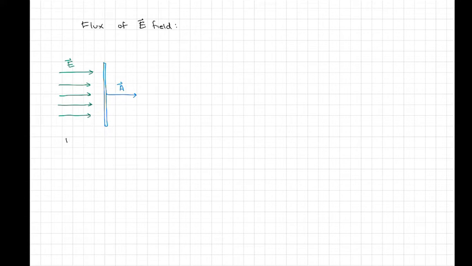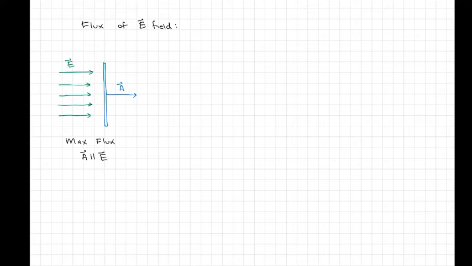Now we've got max flux in terms of measuring the flux of the electric field through that surface because our area vector is parallel to our electric field. So one way to think about this is this surface is intersecting lots of these field lines.